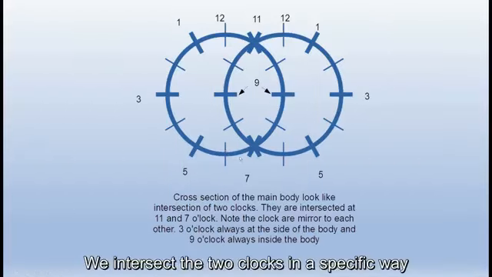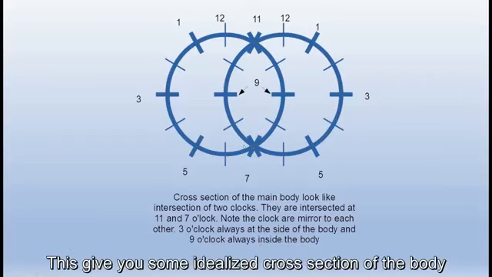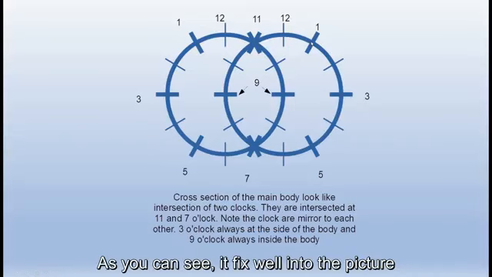Now, we intersect the two clocks in a specific way. As you can see, the intersection is at 11 o'clock at the top and 7 o'clock at the bottom. This gives you some idealized cross-section of the body. Now, we superimpose it onto the thorax cross-section. As you can see, it fits well into the picture.